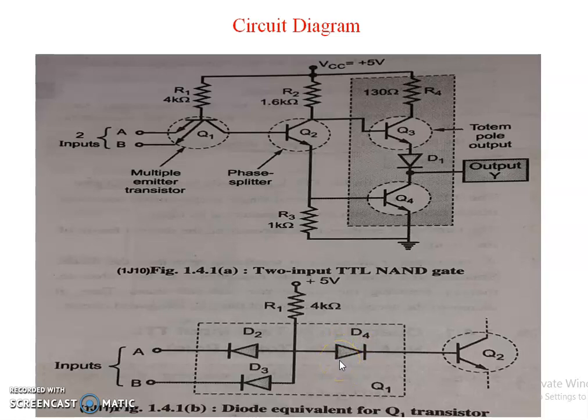So, if any of the inputs is low or both are low, in this case diodes D2 and D3 become forward biased and diode D4 becomes reverse biased. And Q1 is in on state. This is the diode equivalent structure diagram for Q1.